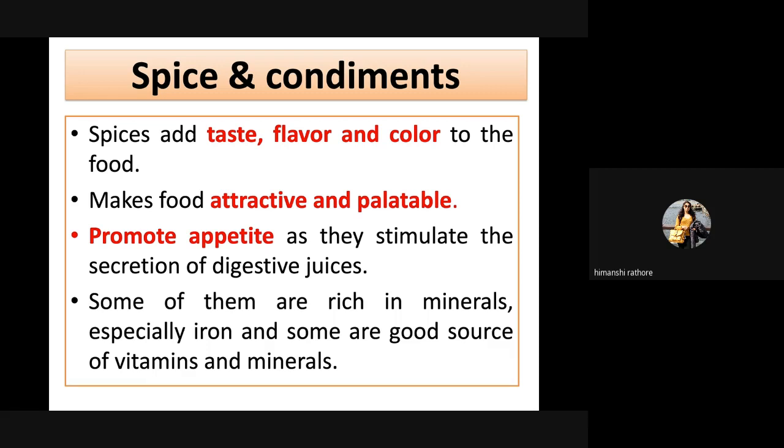Like we are using asafoetida, which is commonly called hing. This is also a spice, but we are using it to improve digestion. So they perform various roles in our body. So this is the reason we use them in our dishes. Some of them are rich in minerals, especially iron. Some are a good source of vitamins and minerals also. So they are not only making our food attractive and palatable, but they are supplying some nutrients also.